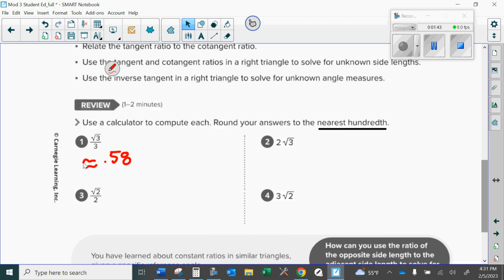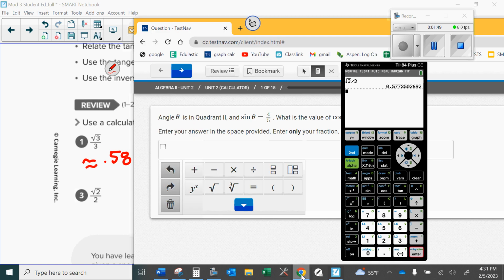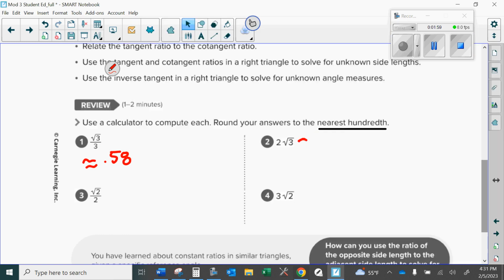And the last one we're going to do is number 2, because 3 and 4 are the exact same, just different numbers as 1 and 2. So now we do 2 root 3. So I hit 2 square root 3, hit the right arrow to get outside of it, hit enter, and I get 3.46. Okay, let's go ahead and go on now.